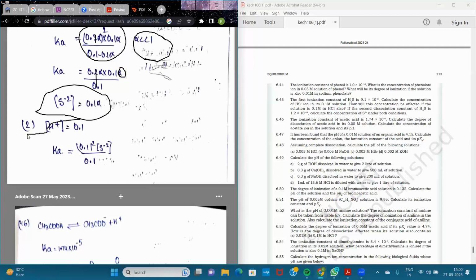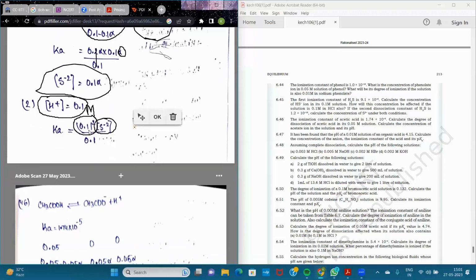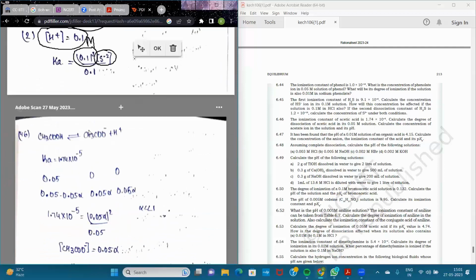As the Ka of H2S is very small, we can neglect the contribution of H+ concentration from the acid. We'll just include the contribution of H+ from only HCl. We'll get an H+ concentration of 0.1 molar. This is fixed as we neglected the contribution from H2S. Ka is 0.1 whole square into S^2-, divided by 0.1 minus 0.1 alpha, but alpha is very small, so I neglected it directly. So from the Ka expression, we'll get to know the concentration of S^2-.